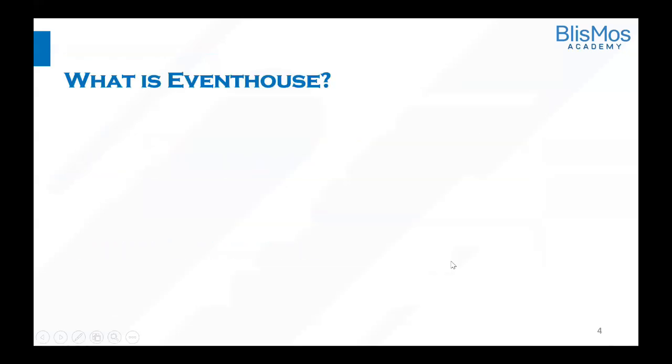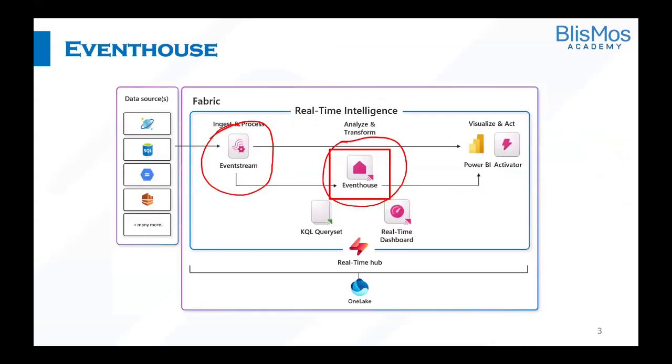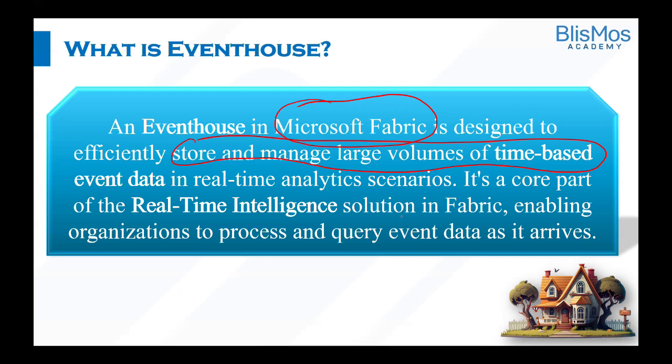Okay, wonderful. Event house is one of the modules of Microsoft Fabric real-time analytics. It is designed to store and manage large volumes of time-based event data. Basically, we understood the data is ingested through event stream. Then that has to be stored in some repository, some storage. Event house comes into the picture, right? So event house is a module which is there as a part of the real-time analytics.